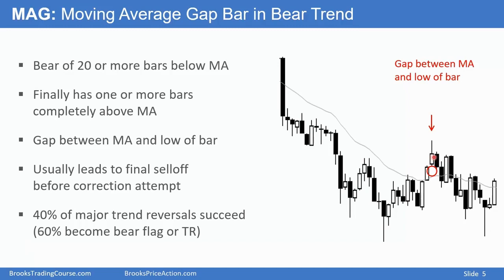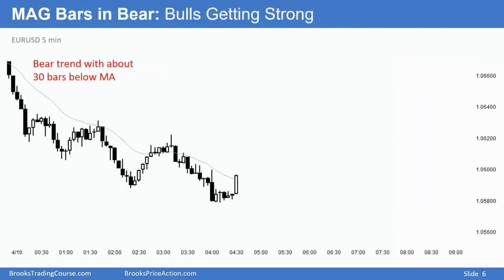A pair of gap bars completely above the moving average. Bear trend lasting 30 or more bars. And look at this, we have a bar completely above the moving average. There's a gap between its low and the moving average. 60% chance the bear trend will resume and attempt to form a major trend reversal. We got a lower low and we're trying to reverse up.